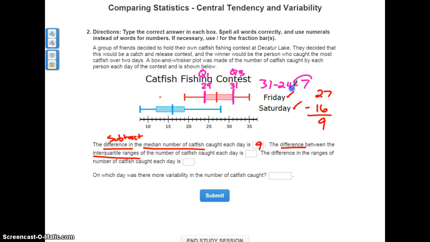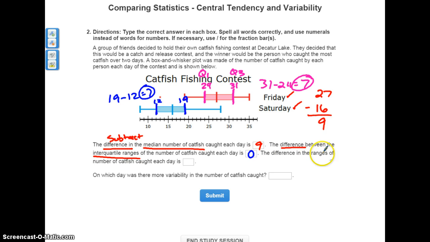And now I have to compare this 7 with the interquartile range of Saturday. So I'm going to come over to Saturday here, and figure out, well, here's quartile 3, which is at the very top of my box, which in this case is 19. I come all the way to the bottom of my box. Quartile 1 is at 12. And now it's 19 minus 12, which again is 7. So the question is, in these two 7s right here, what is the difference between those interquartile ranges? Well, nothing. So therefore, the interquartile range there is 0.